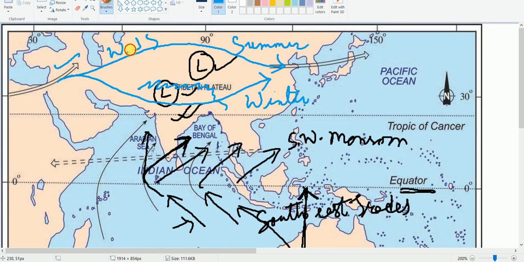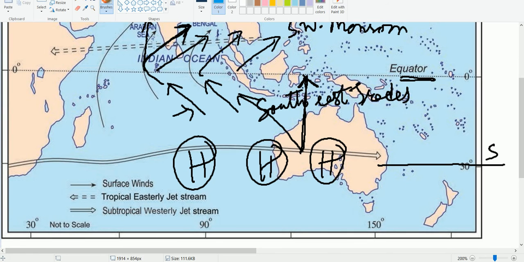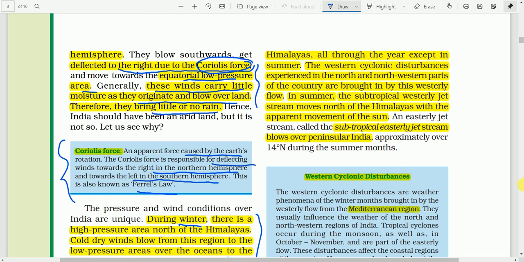Remember, the westerly jet stream is blowing south of the Himalaya in the winter season. It is blowing north of the Himalaya in the summer season. And regarding the western cyclonic disturbances, here the importance of westerly jet streams is given. Why jet streams are very important in affecting the climate of India is given here. The western cyclonic disturbances experienced in the north and northwestern part of the country are brought in by this westerly flow.